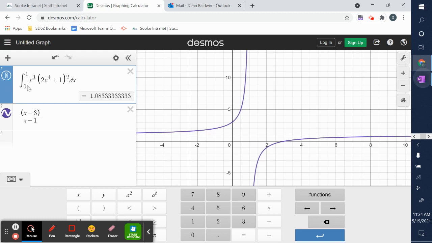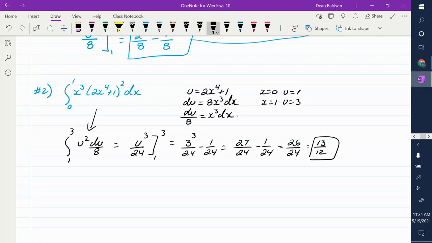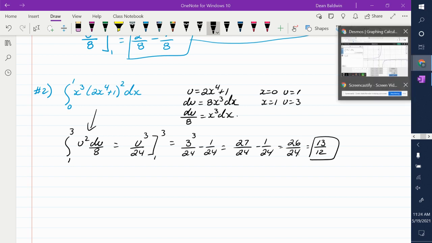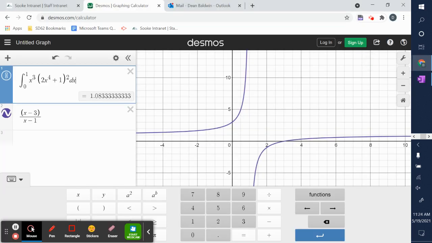Ready for the answer? 13/12? Or 1.083 repeating? Is that what people got? Perfect. And if you look at the graph, Desmos actually gets this one right. 1.083 repeating. That's the graph. So excluding certain vertical asymptotes that Desmos doesn't seem to understand, it is a good way to check your answer.